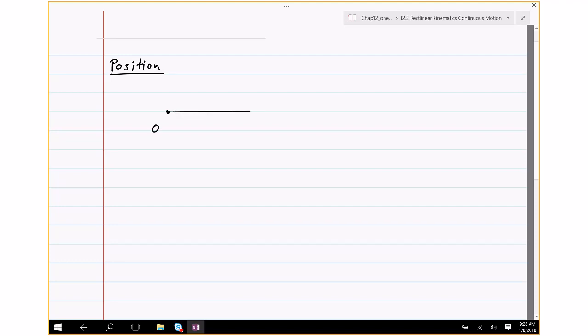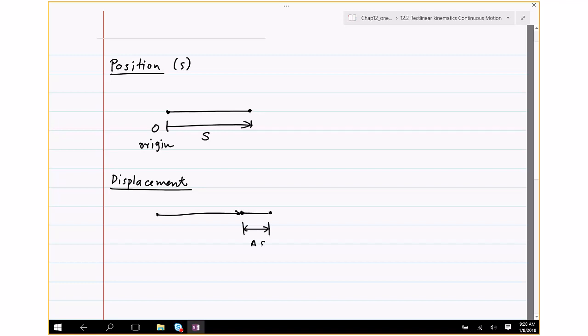Okay, so what's position? Position is measured relative to origin. Let's call it O. I'm going to use S to denote position. Okay, there's something called displacement. If you move from this point to that, you undergo displacement, delta S. So displacement is change in position. If I walk from here to there and come back, then my displacement is 0 because I have not moved. Right? I'm at the same point where I was.